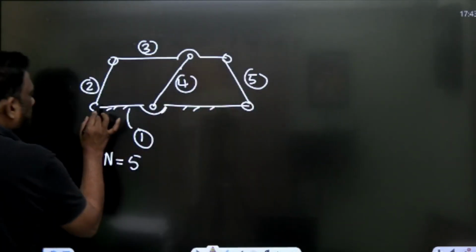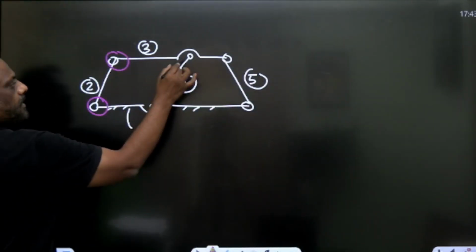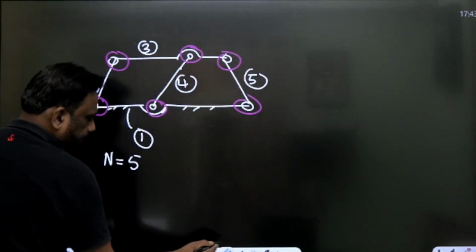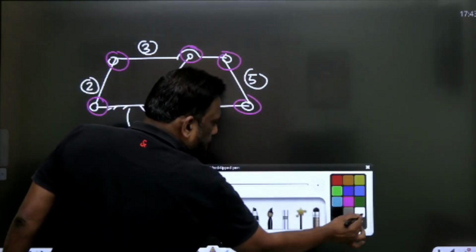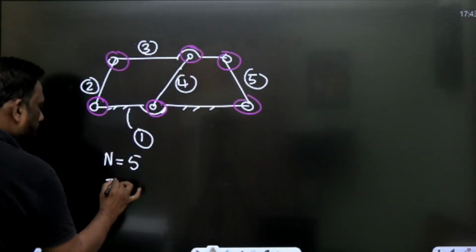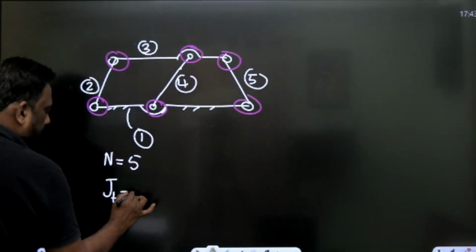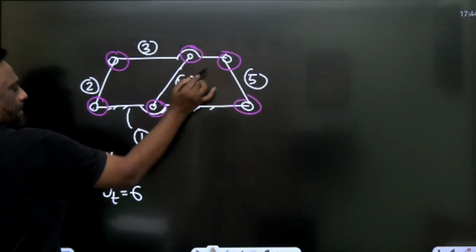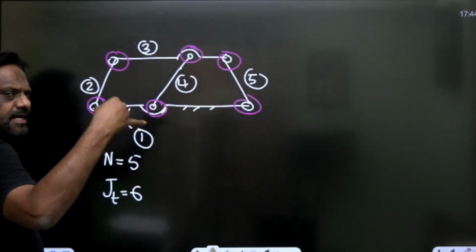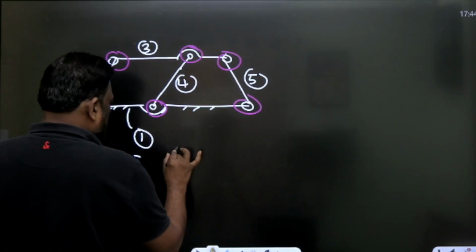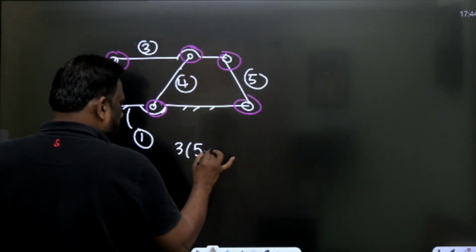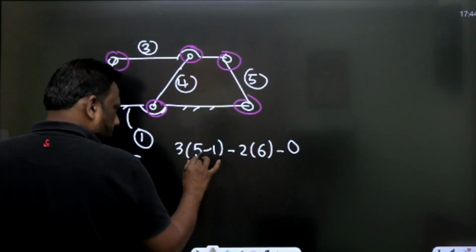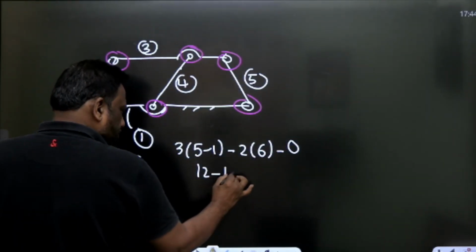Let's see. 1, 2, 3, 4, 5, 6. Okay. The number of joints is 6. These are all turning pairs. Applying the equation. There are no higher pairs. There are no pure rolling pairs. So 3 into (n minus 1) minus 2j minus h, no higher pair. So 3 times 4 is 12, minus 12, it is 0.